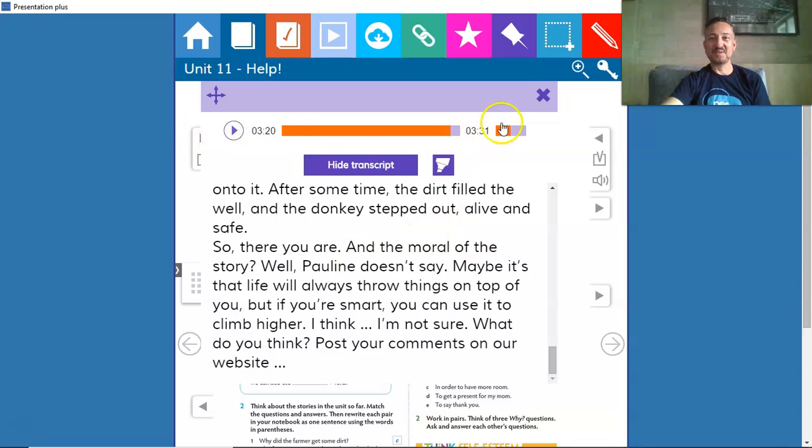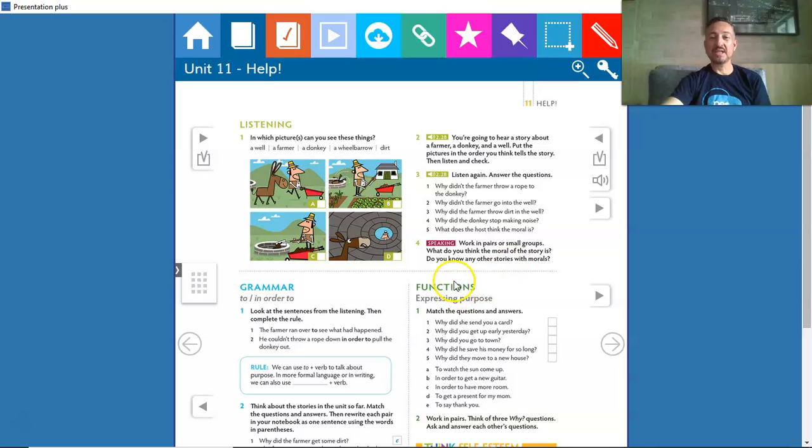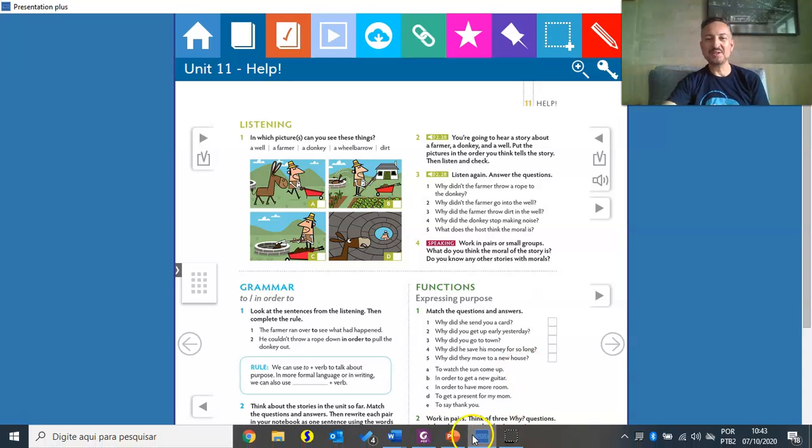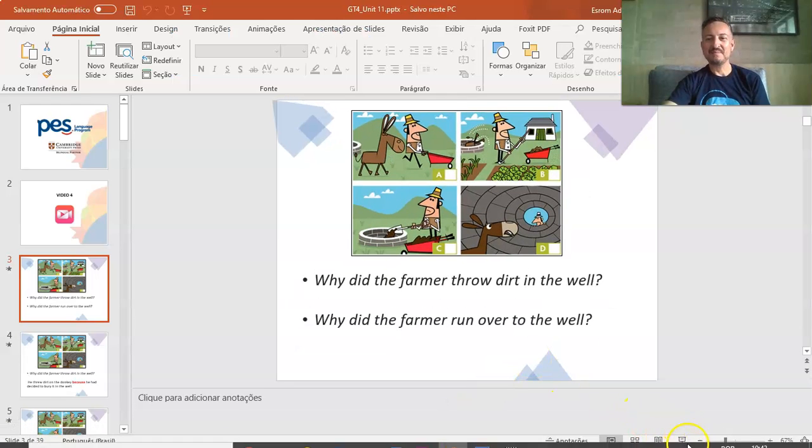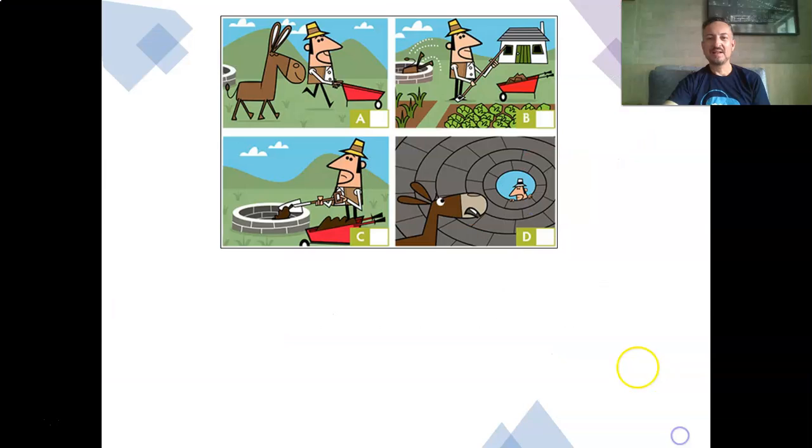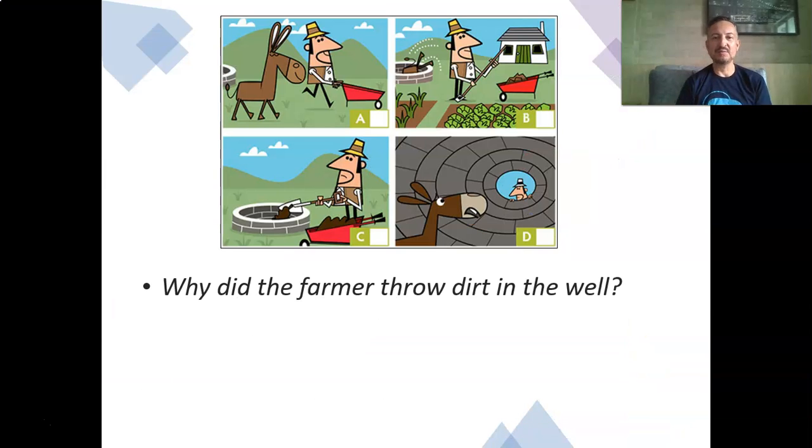Okay, so that's a nice story about the donkey and the farmer. So at first the farmer thought he was going to kill the donkey by throwing dirt into the well, but that dirt helped the donkey come out of the well. Yes, so my first question is, why did the farmer throw dirt in the well?